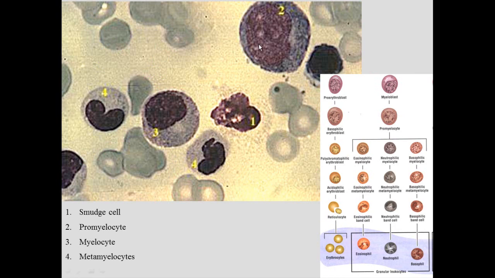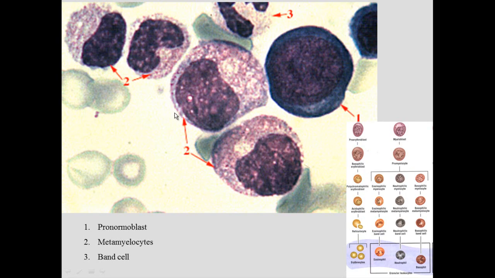So again, we can see smudge cells, which is just a nucleus that we can't see. Pro-myelocyte already got granularity there. Nucleus is non-spherical. And then we see these are metamyelocytes, ultimately produce band cells, myelocyte, as we can see.